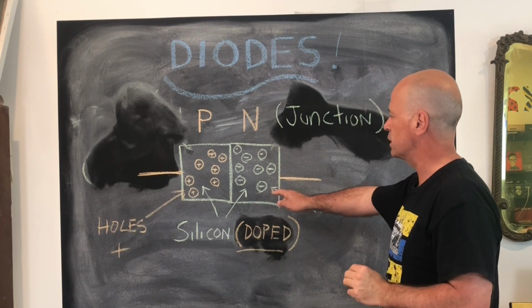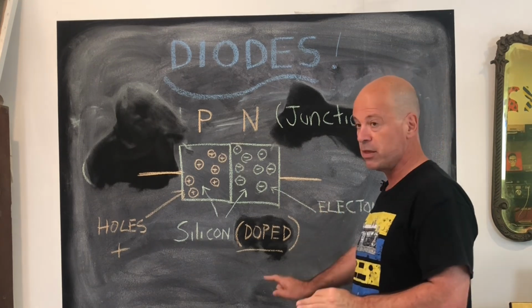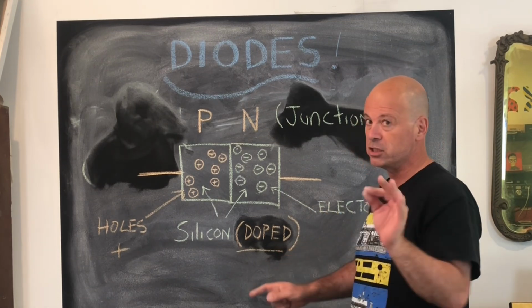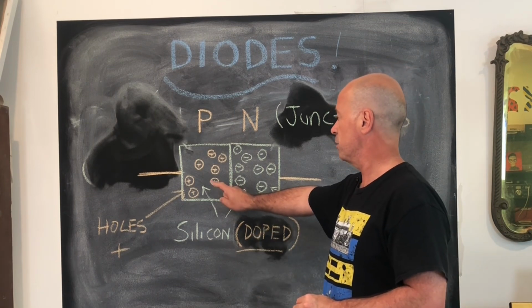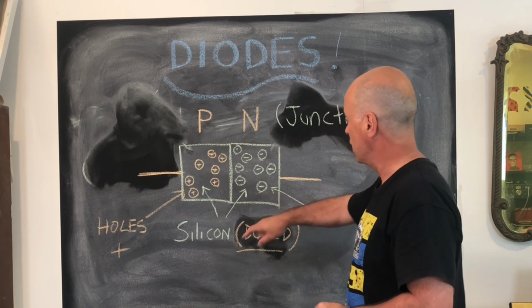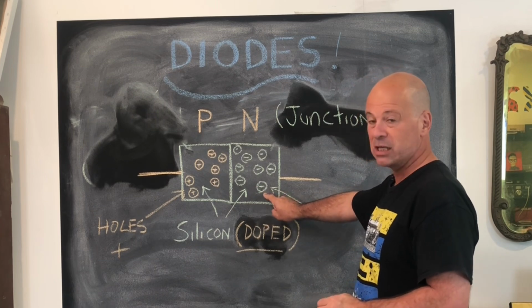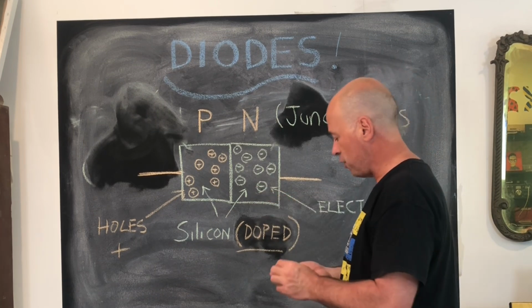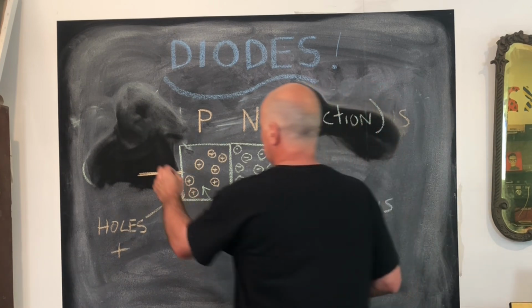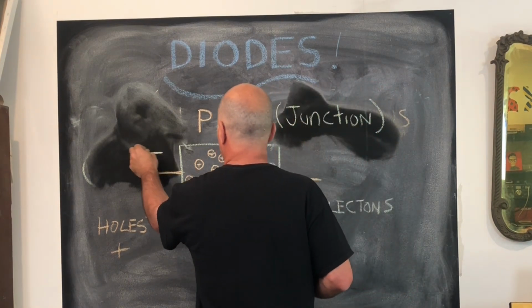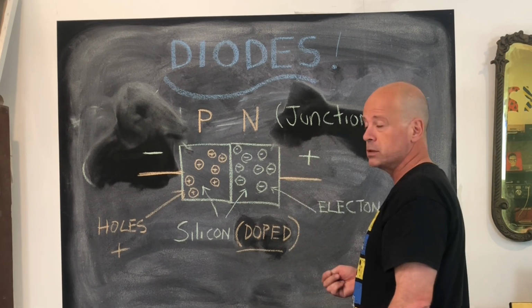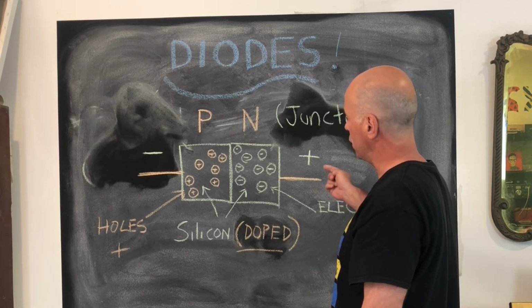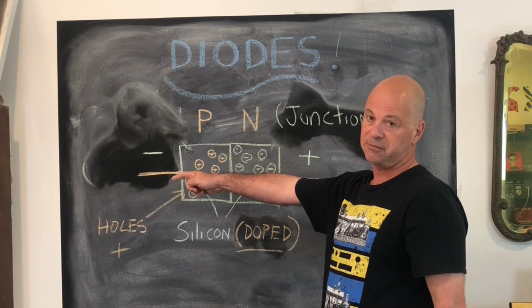So instead of pure silicon, we have silicon that is doped using the doping agents we talked about previously. And one side, the P side, has the positive holes in its structure, and the other side has free electrons. Now, if I was to apply a negative voltage to this side and a positive voltage to this side, if this was a normal conductor, our conventional current would flow from right to left.